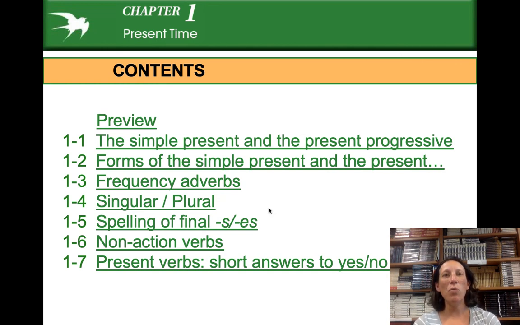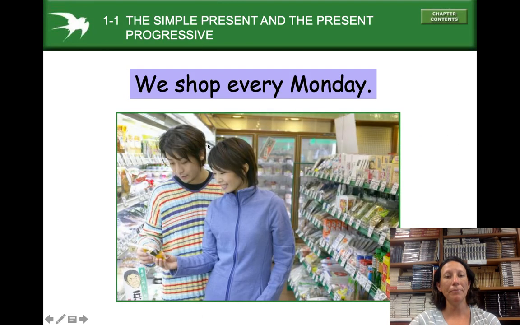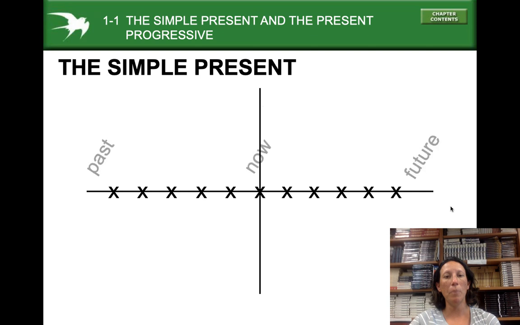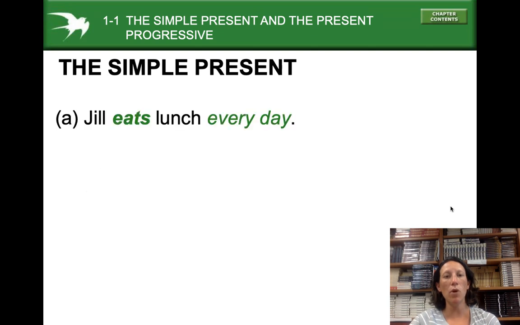So today we're going to be doing a little grammar, and we'll be talking about the difference between the simple present and the present progressive in English. So let's first take a look at some examples of the simple present. Here's an example of the simple present. We shop every Monday. And we'll talk about this a little more later.